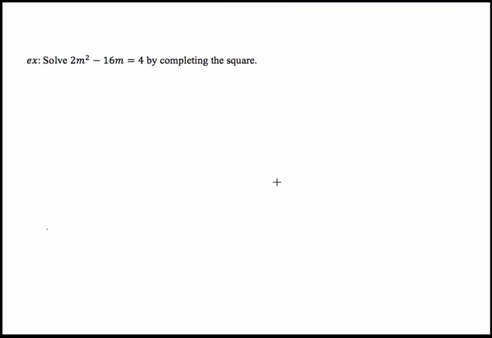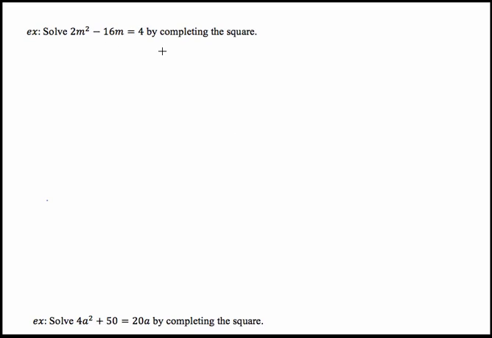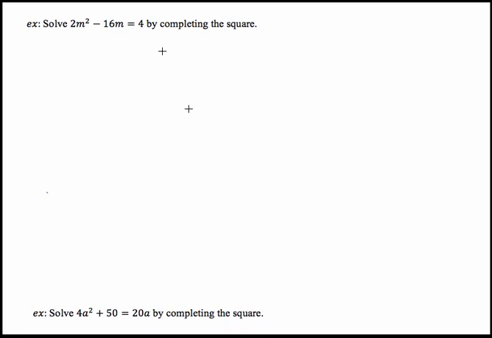Okay, now the constant term in this one is already on the other side, so might as well just leave it there and go ahead and divide both sides by the coefficient of m, which is 2. I'm just going to split it into multiple fractions and divide each term by 2. So m squared, 16 over 2 is 8, minus 8m equals 2.